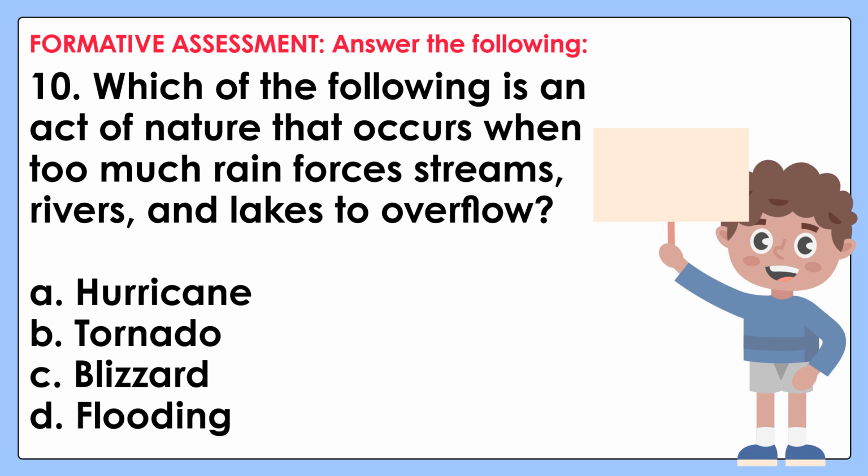Number 10. Which of the following is an act of nature that occurs when too much rain forces streams, rivers, and lakes to overflow? A. Hurricane. B. Tornado. C. Blizzard. Or D. Flooding. The answer is letter D. Flooding.